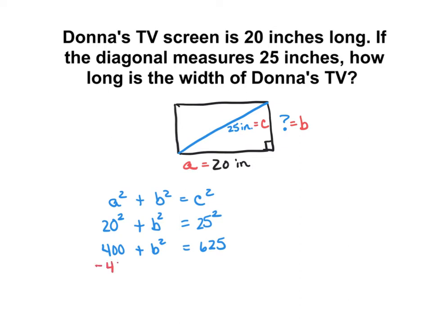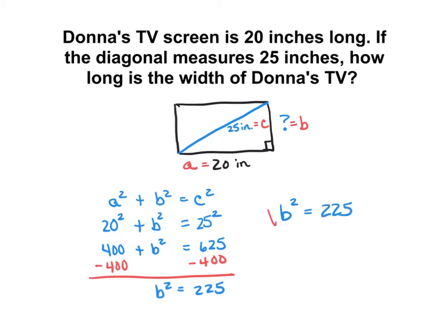We should subtract 400 from both sides. This would give us B squared is equal to 225. Remember, in order to find B, we must take the square root of both sides. What does B equal? B equals 15 inches. Remember that we were finding a leg, and the hypotenuse should be longer than both of the legs, which it is.